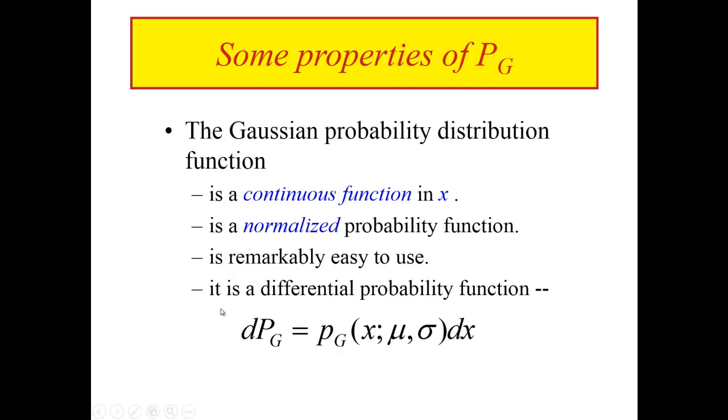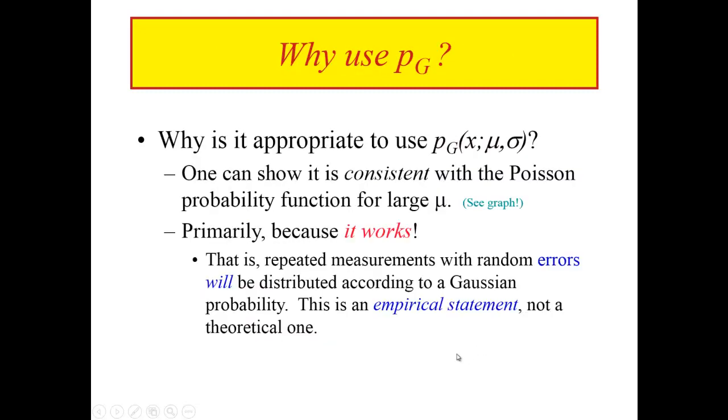Also, we can define a differential probability so that if we take a particular small range of x values and multiply by the probability function itself, that defines the probability of getting a particular measurement in that range of x values. So why is it appropriate to use the Gaussian function? Rather than make a detailed analytical argument, we'll just plot the Poisson and the Gaussian probability functions together on a graph, but we can show that for large enough values of the mean, the two functions become essentially indistinguishable.